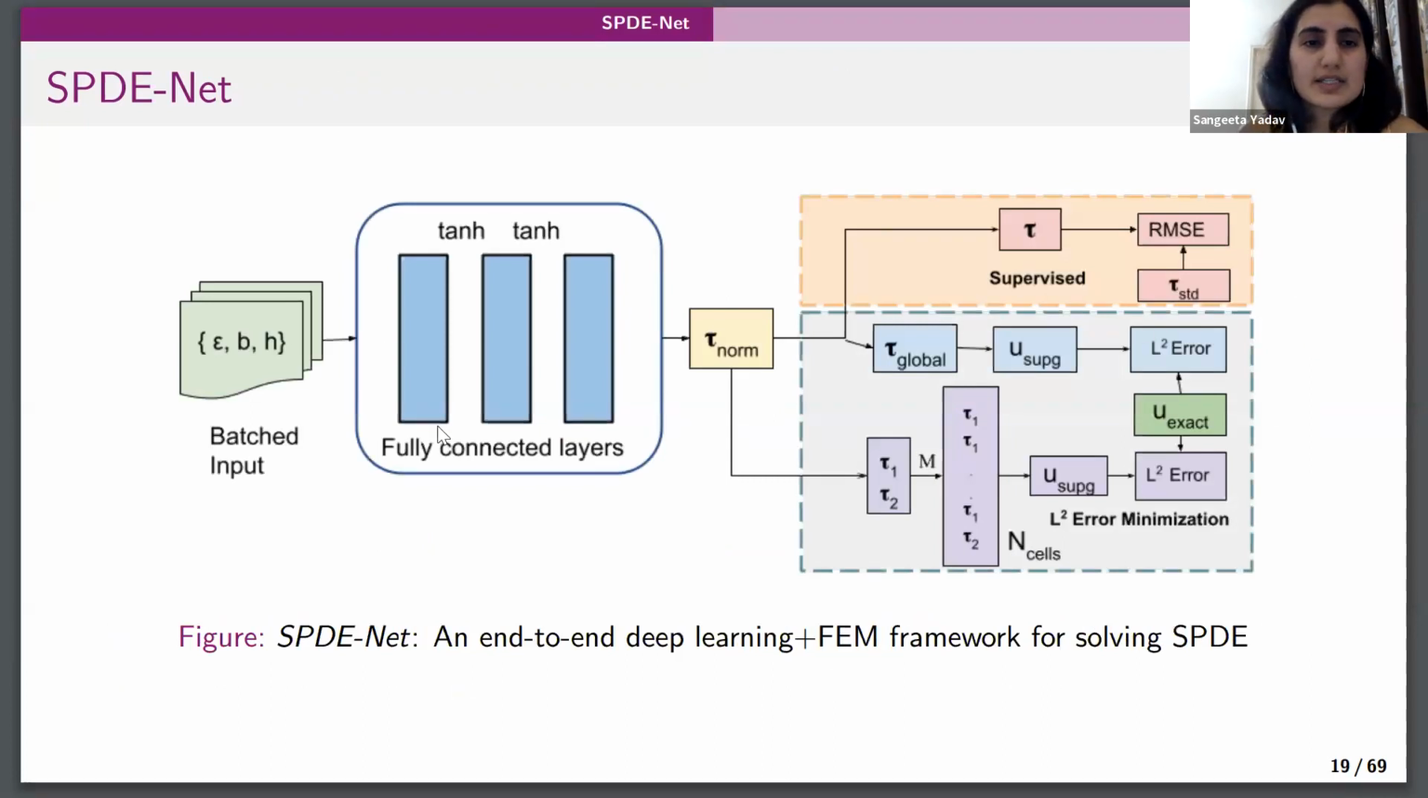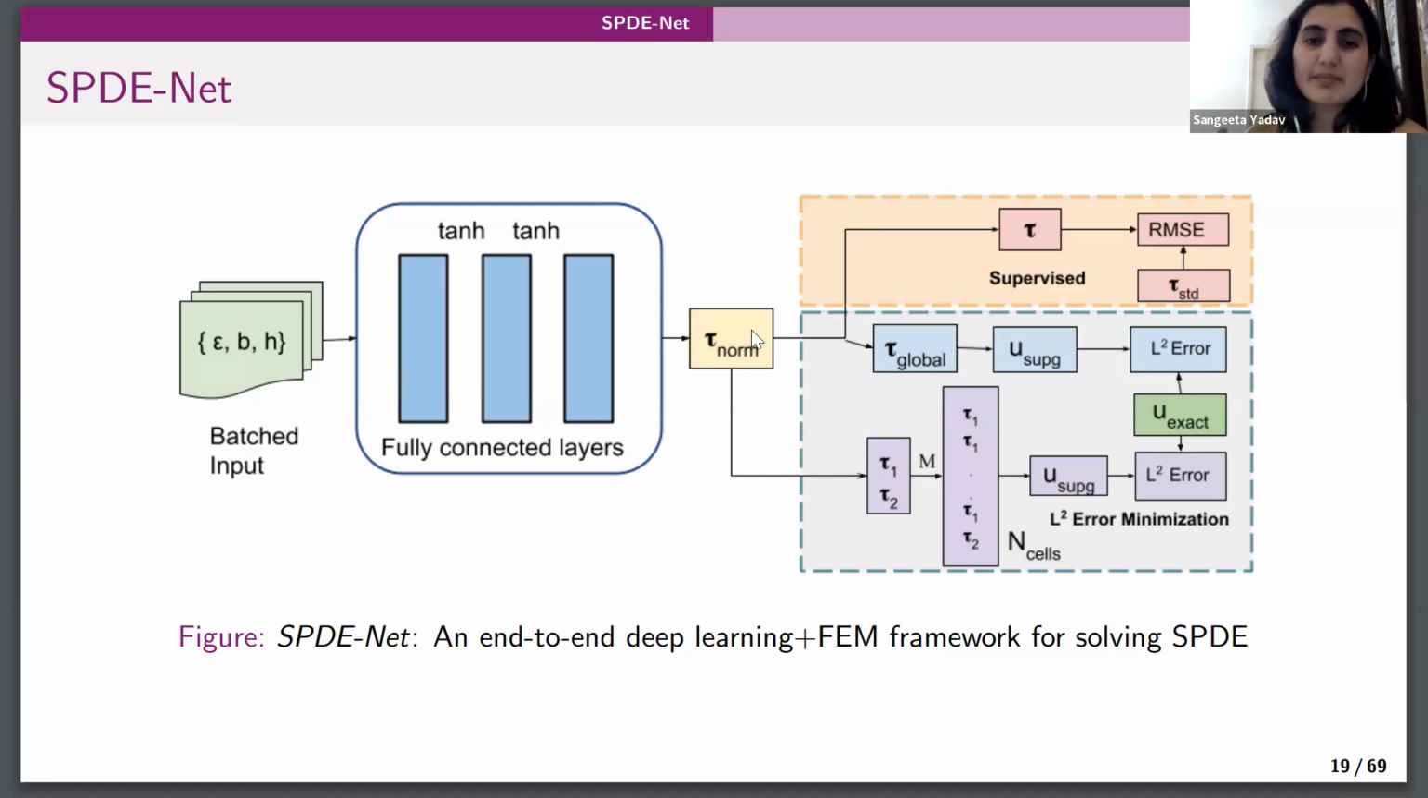With that, this is the network architecture for SPDNet. Herein we batch our input into pairs of epsilon, b and h. Then we pass it through a neural network, which is a very basic neural network of just 3 layers with tanh hyperbolic nonlinearity. It's a very basic neural network because the problem at hand is not complex in terms of the regression. It's only the loss function designing which is a complex part here. So from this neural network, we obtain a normalized stabilization parameter tau.